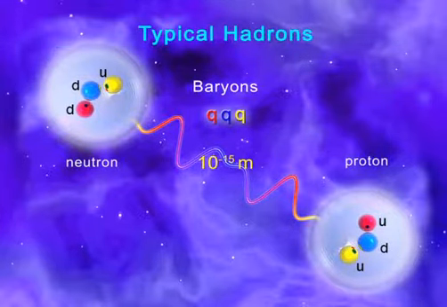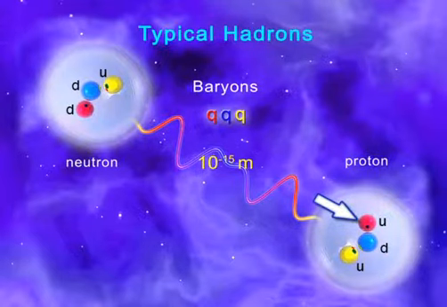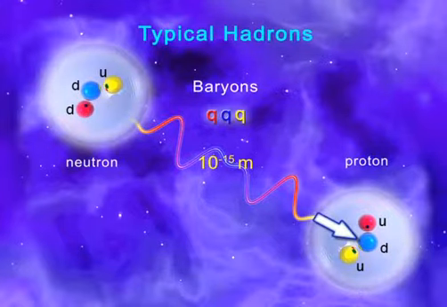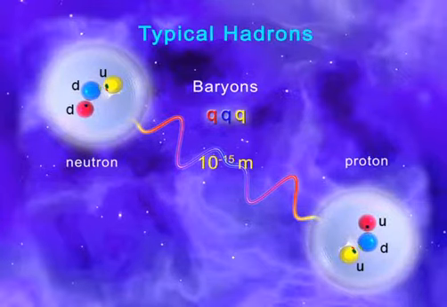In a similar manner, if we look at a proton, we see 2 up quarks and a down quark. So the red ball has a U next to it. That means it's an up quark. The yellow ball has a U next to it. It's an up quark. And the blue ball in the proton has a D next to it, so it's a down quark. So this is how we believe nuclear matter is put together.